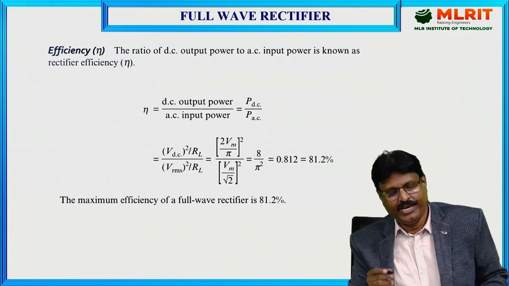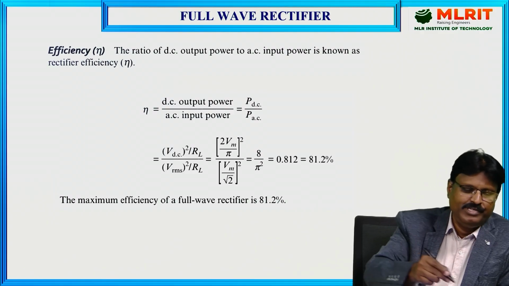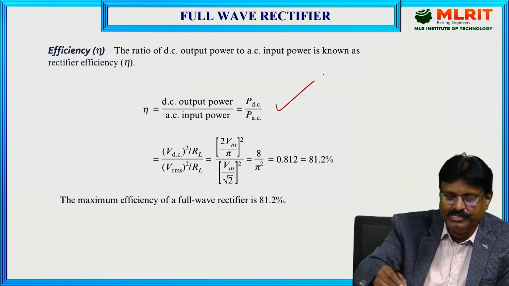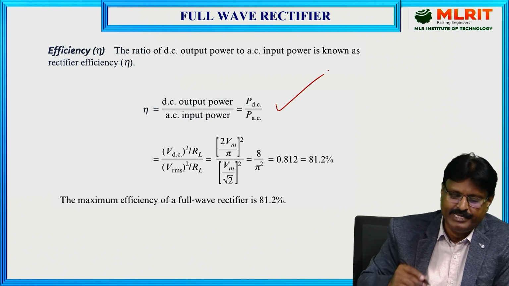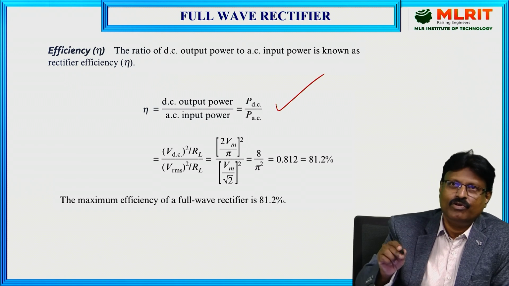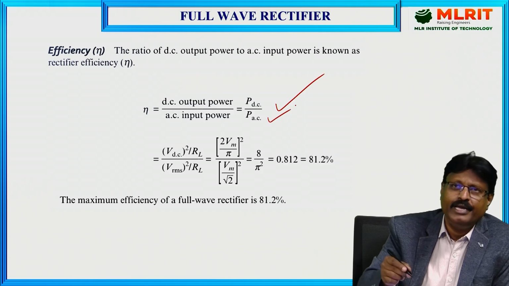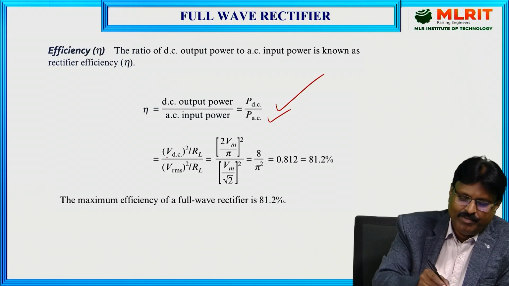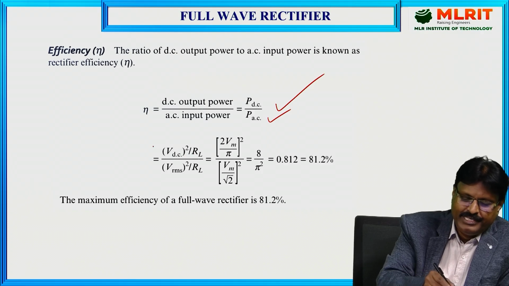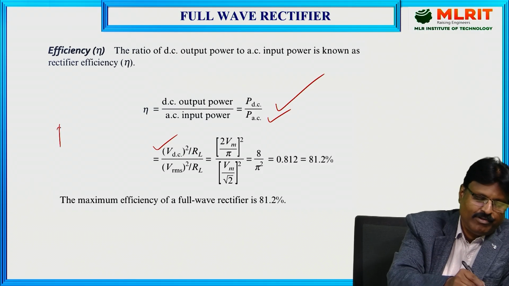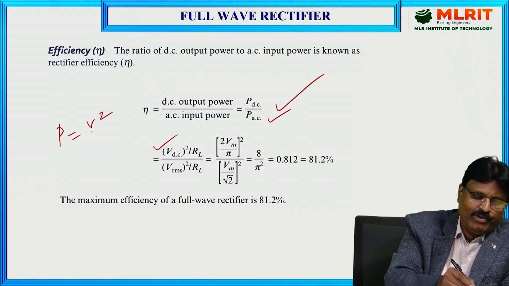So next factor, next parameter to derive is the rectifier efficiency. You know the formula, rectifier efficiency is equal to PDC by PAC. PDC means the DC power output collected across the load RL, and PAC, the AC input power provided to the rectifier. Okay. So the formula, we can write PDC as VDC square by RL. That means power is equal to, we can write it as V square by R or I square into R.